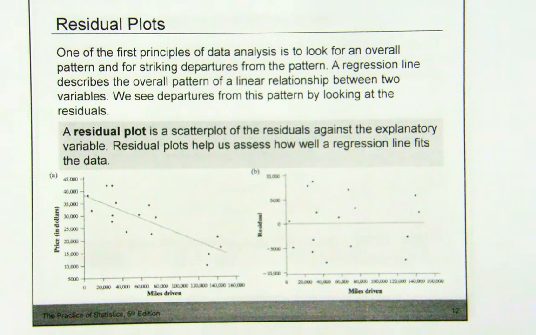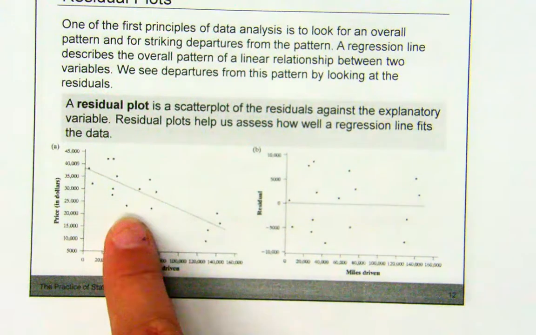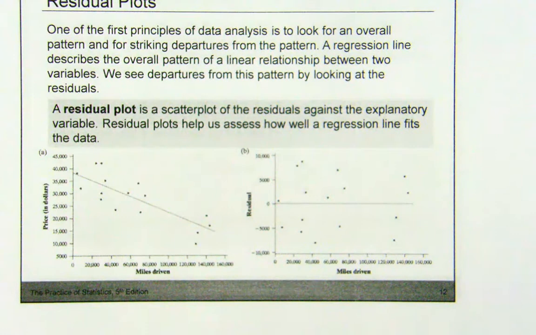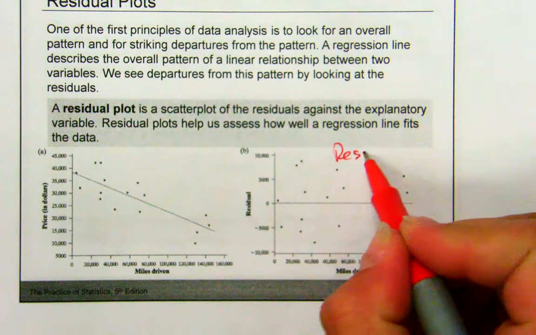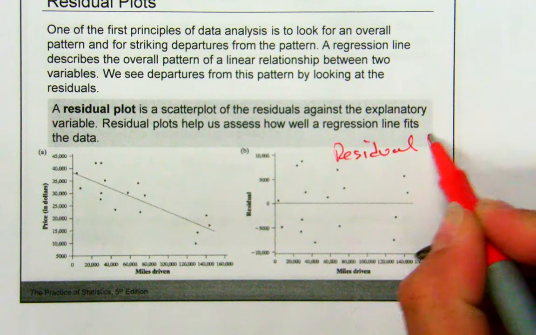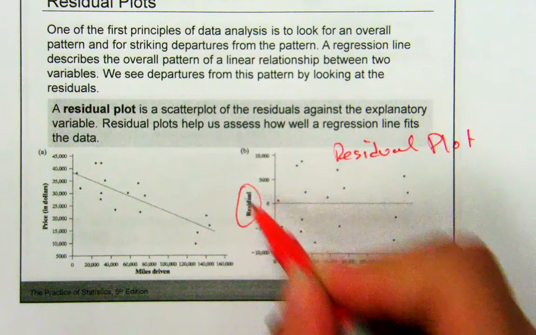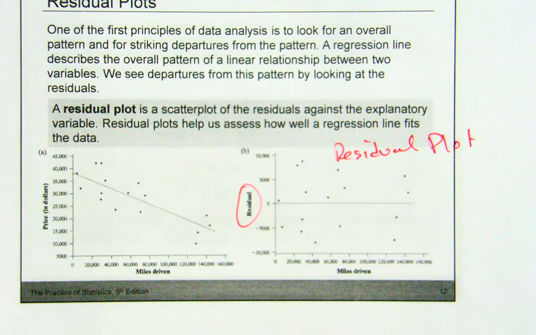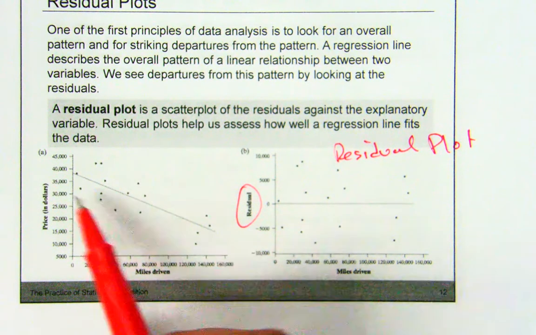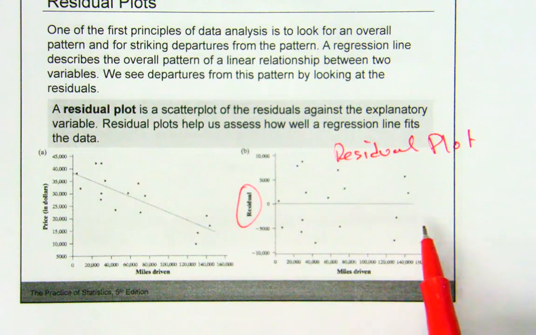Okay. A regression line describes the overall pattern of a linear relationship. We see departures from this pattern by looking at the residuals. So a residual plot, which is actually not this one. This is your residual plot. And you can tell it is your residual plot because your y-axis is going to say residual on it. Okay, this is your scatter plot with your least squares regression line. This is your residual plot.